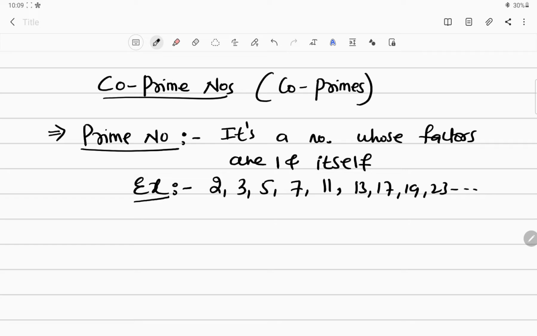If you check all these numbers, these are the numbers which have the factors 1 and itself. For example, 2 is divisible by 1 and 2 only. 19 is divisible by 1 and it is divisible by 19 itself. 1 is the common thing, 1 should be there.